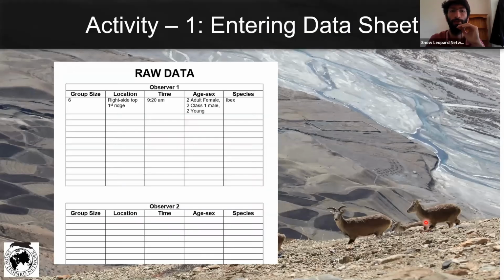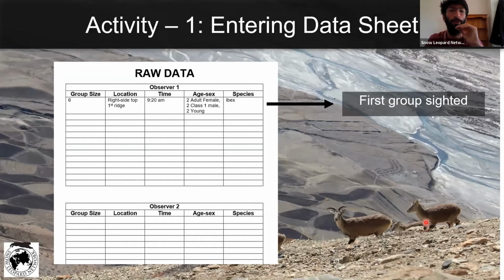Just to make sure, this is how the data should be inputted for this particular observation. For observer 1, there was a group of 6. The location was right side top on the first ridge. It was at 9:20 a.m. There were 2 adult females, 2 class 1 or young males, and 2 young. And the species is ibex, right? And subsequently, we will fill in the other groups.